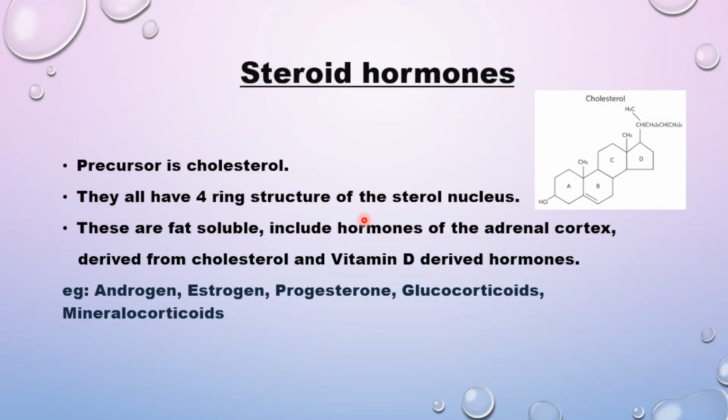If we talk about steroid hormones, their precursor is cholesterol. They all have the four-ring structure of the sterol nucleus. These are fat-soluble, and include hormones of the adrenal cortex derived from cholesterol and vitamin D derived hormones. Examples for steroid hormones are androgen, estrogen, progesterone, glucocorticoids, and mineralocorticoids.